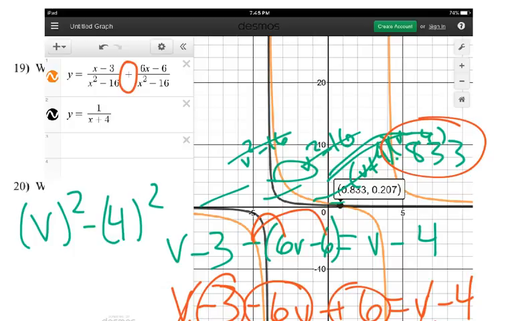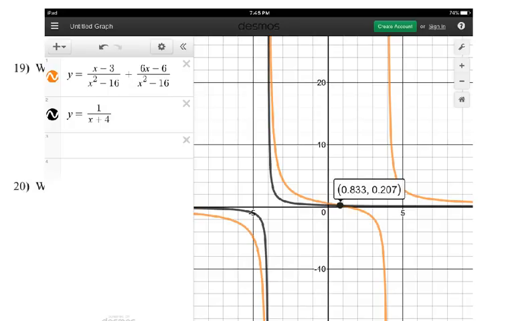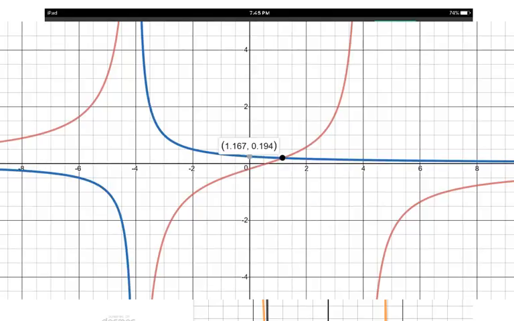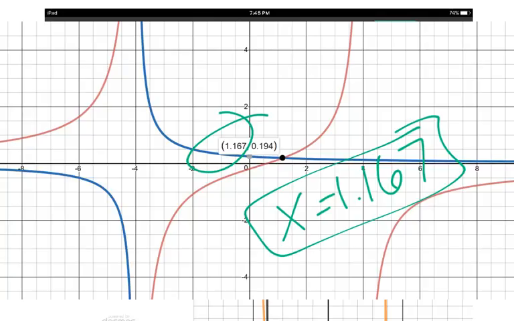All right, so here's what we should have ended up with graphically. When I typed it in correctly, then we get the 1.167. Now remember, we only go for the x value. We're not trying to solve for the y. We're not looking where they intersect in the sense of a system, because we don't want the whole point. We just want the x value. That's all we care about. We're just solving for x.